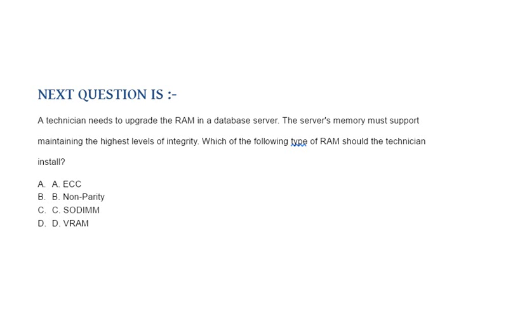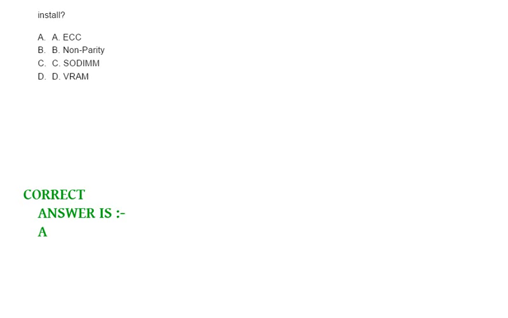Next question: a technician needs to upgrade the RAM in a database server. The server's memory must support maintaining the highest level of integrity. Which of the following types of RAM should the technician install? Option A, ECC. Option B, non-parity. Option C, SODIMM. Option D, VRAM. Correct answer is option A.